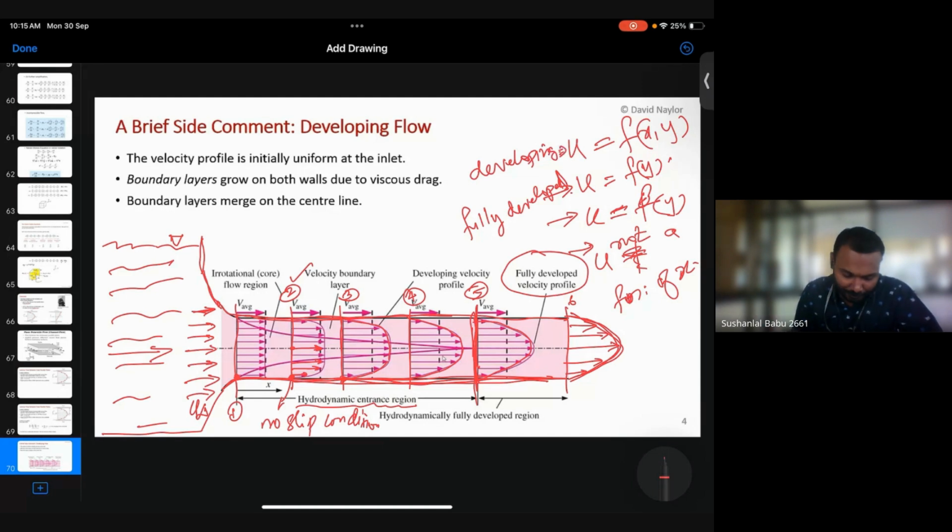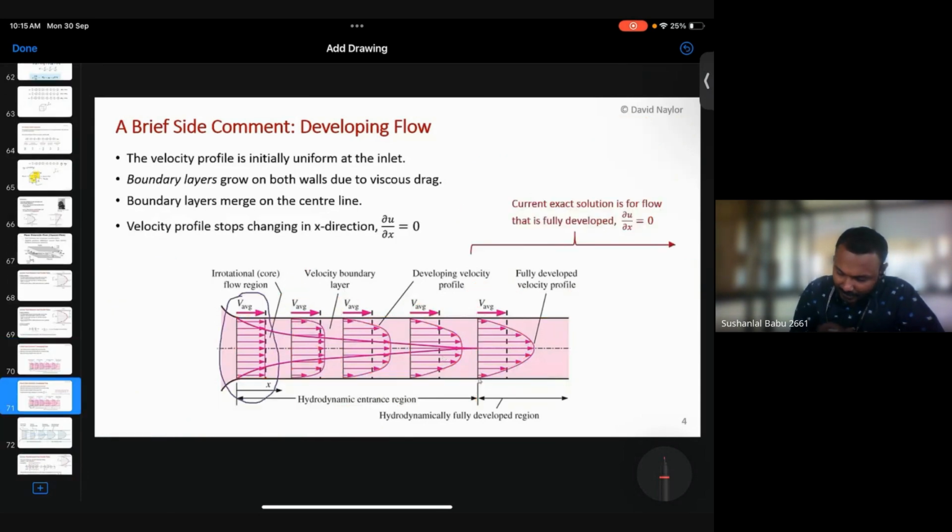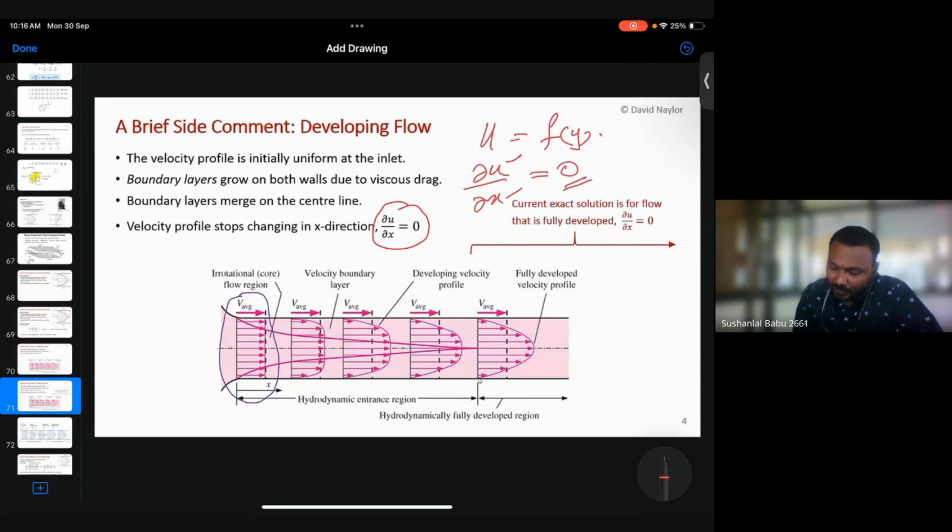Okay, how u varies now. In this particular developed region, u is a function of y only. That means dou u by dou x, the gradient of u with respect to x, is equal to 0. That you can say in the fully developed region. The exact solution is for the fully developed region, that is, dou u by dou x is 0. The velocity gradient in the x direction being zero is another mathematical expression of fully developed flow.